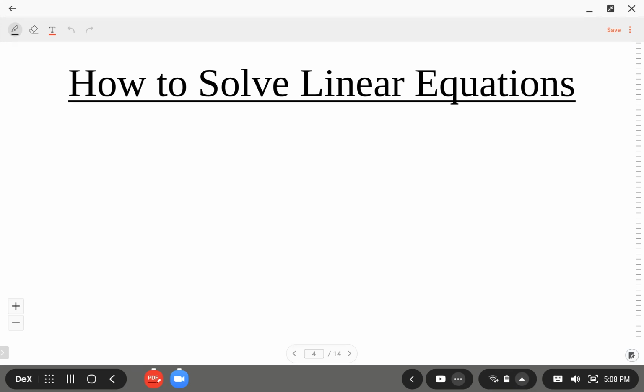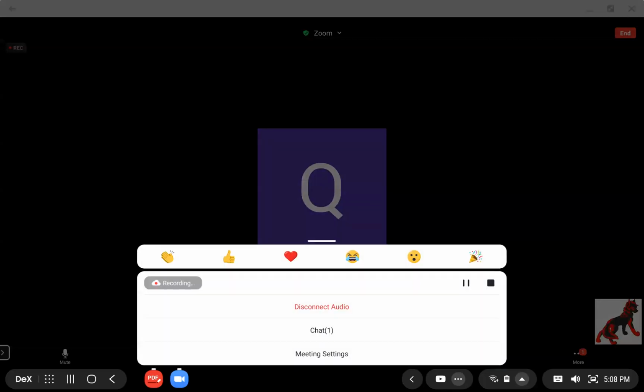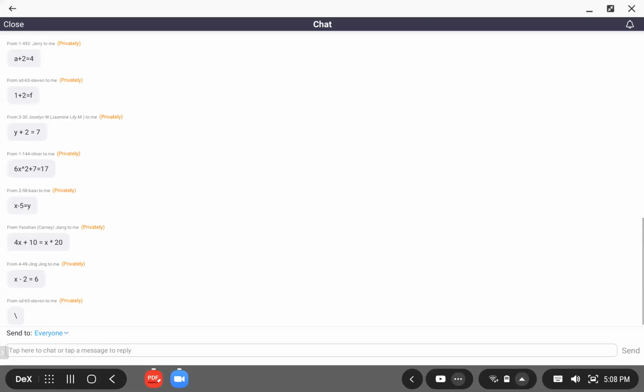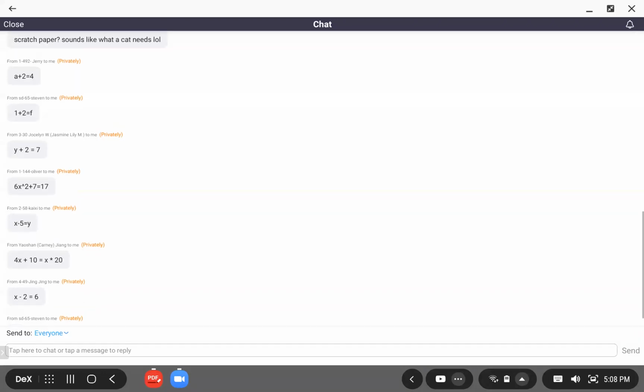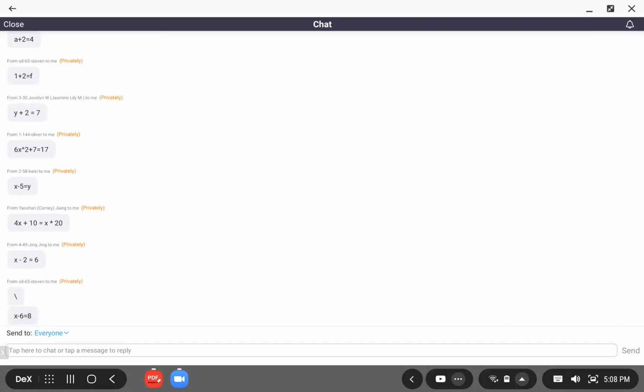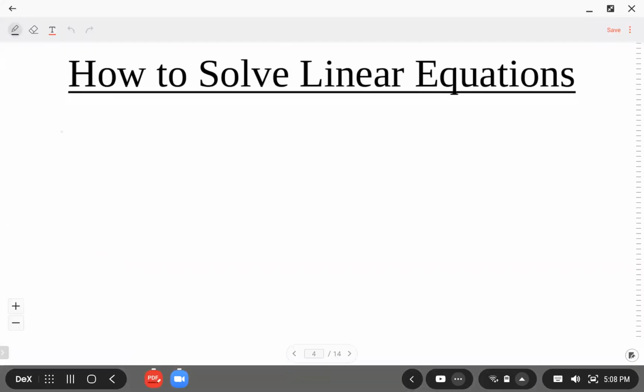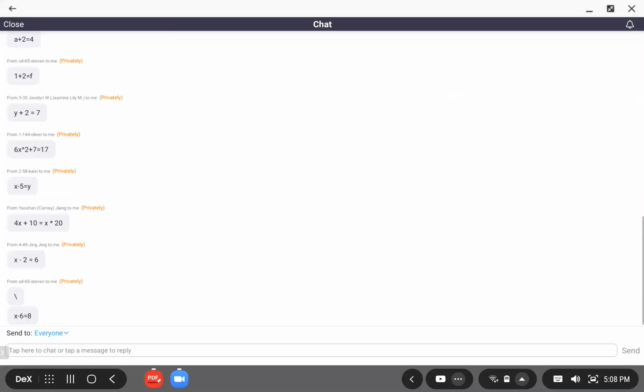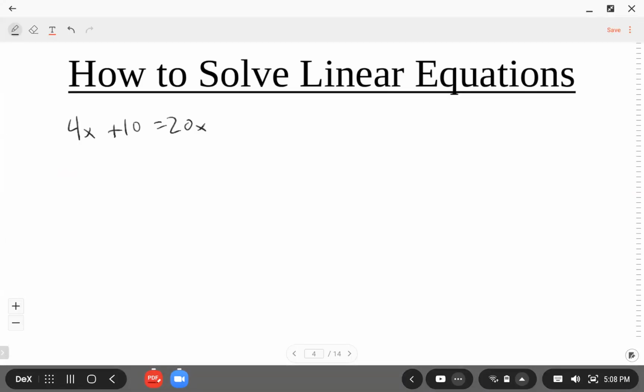So let's see. Who can provide an example for us to try and solve? Let me pick one out of here. Carney says 4x plus 10 equals x times 20. So 4x plus 10 equals 20x. That is the example. So let's solve this linear equation.